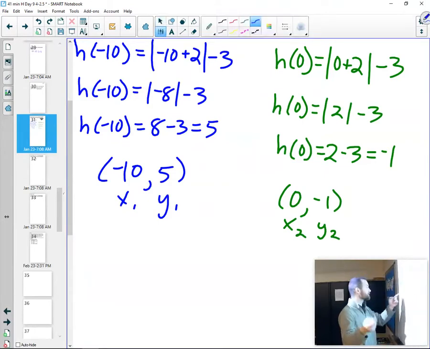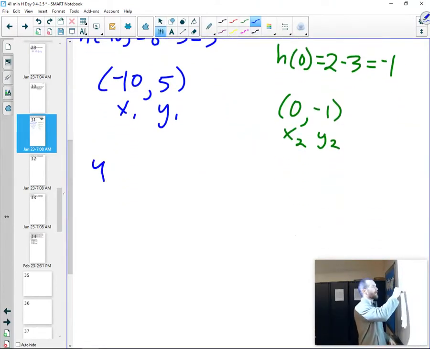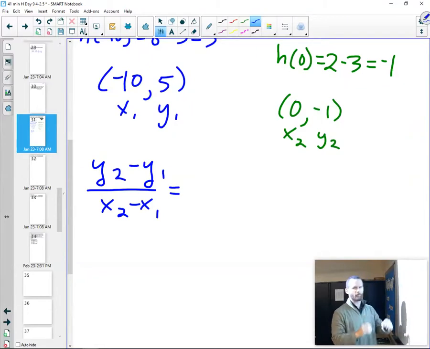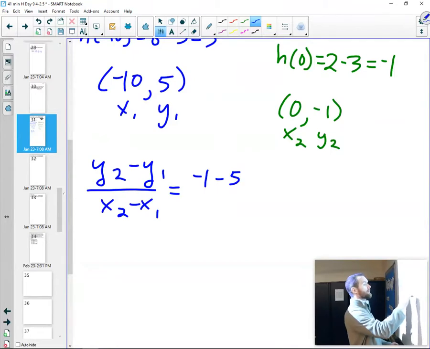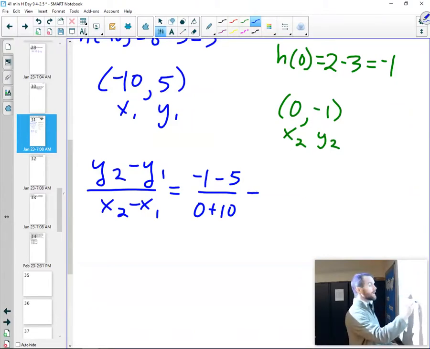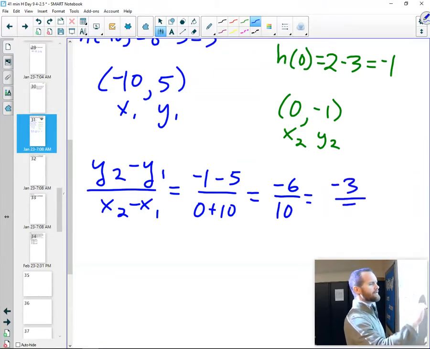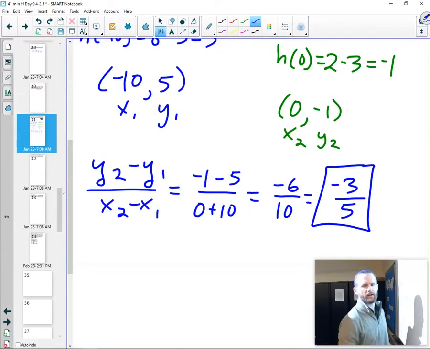And we just take those values and plug them into our slope formula, which we remember was y2 minus y1 over x2 minus x1. I'm not going to write that formula every time, but hopefully you remember it. So y2 is negative 1 minus 5, all divided by x2 is 0, minus, it becomes plus 10, because minus a negative 10 is a positive. And then we get negative 6 over 10. We can simplify that by dividing by 2, and we get negative 3/5. That's our answer for the average rate of change of that function between x equals negative 10 and x equals 0.